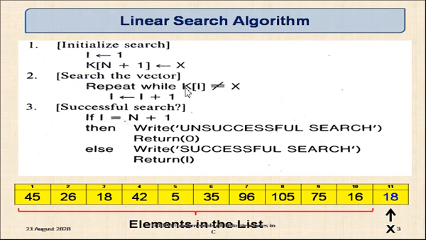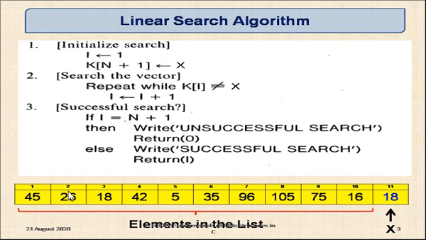Now the value of I is 1. So K of 1. What is happening here? It is comparing the element x, that is the element to be searched, with the first element of the list. K of 1 is 45. 45 is not equal to x, which is 18. The condition is satisfied, so it has to repeat the loop. It will increment the value of I by 1, so I is equal to I plus 1. I becomes 2 now.